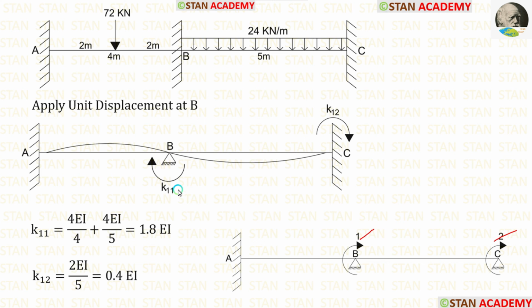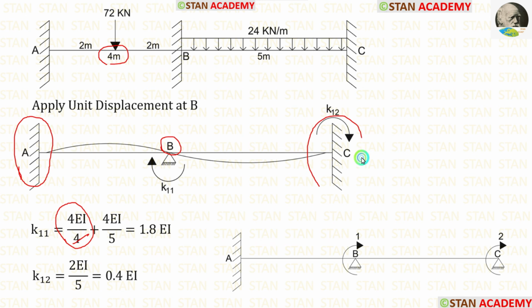In the first coordinate we have K11. Let us calculate that. To calculate K11 from the joint B, we have to look on both the sides. On the left side there is a fixed support. If the far end is fixed, the formula for stiffness is 4EI upon L. Length of BA is 4 meter. Let us apply that.